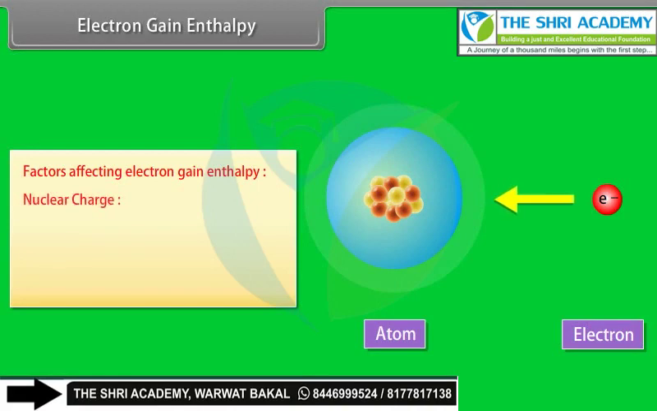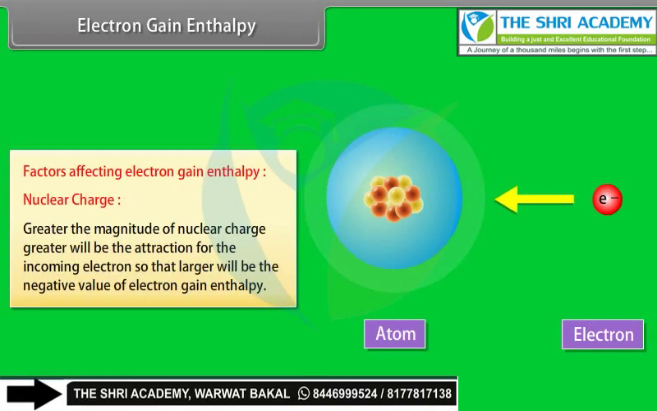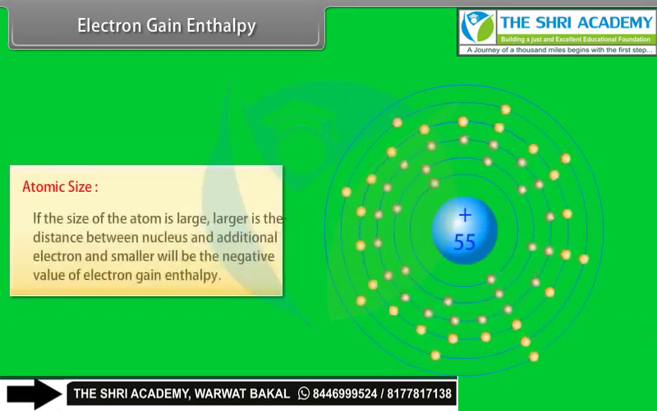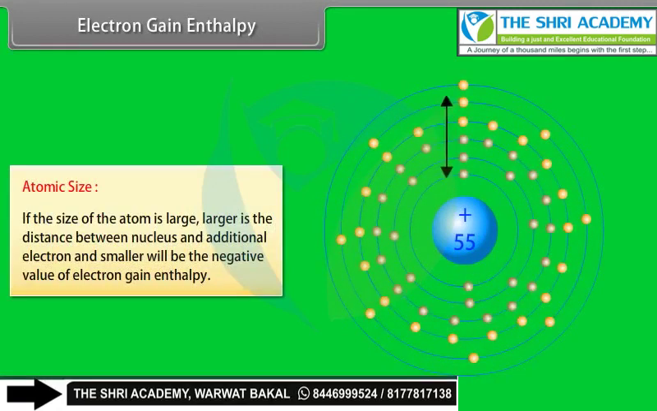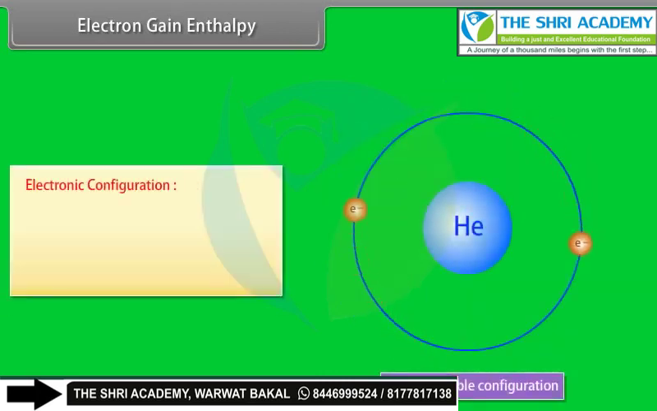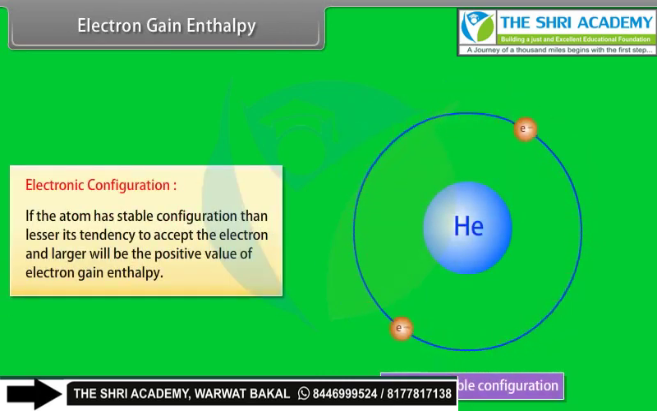Nuclear charge. Greater the magnitude of nuclear charge, greater will be the attraction for the incoming electron, so that larger will be the negative value of electron gain enthalpy. Atomic size. If the size of the atom is large, large is the distance between nucleus and additional electron, and smaller will be the negative value of electron gain enthalpy. Electronic configuration. If the atom has a stable configuration, then lesser is its tendency to accept the electron, and larger will be the positive value of electron gain enthalpy.